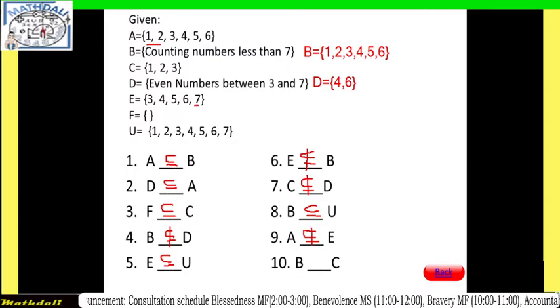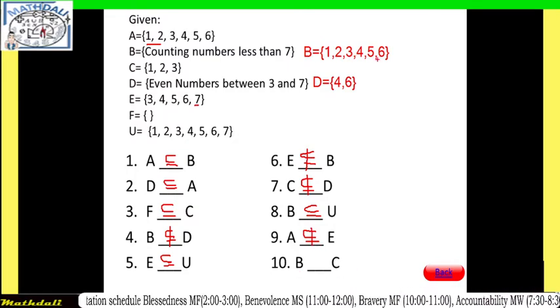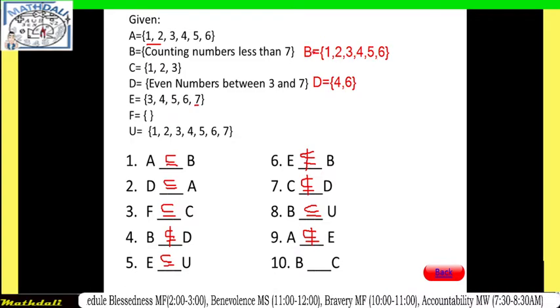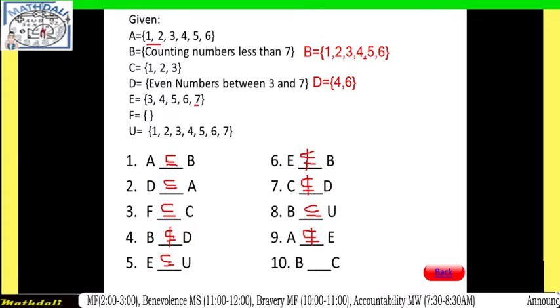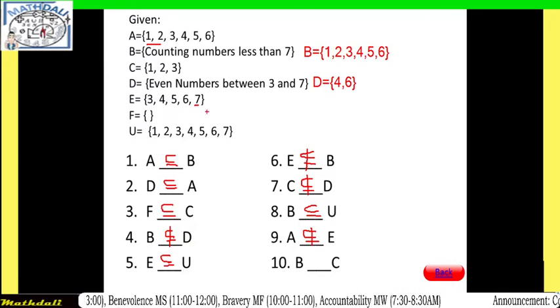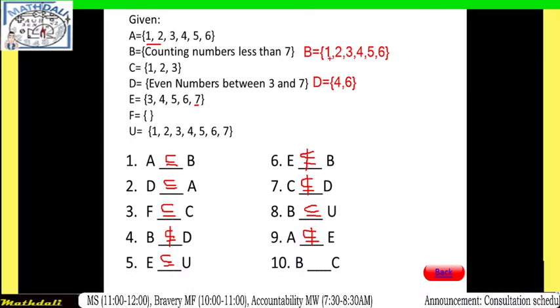Next, number 10. Set B and set C. Ang set B natin, we have 1, 2, 3, 4, 5, and 6. Yan yung element ng set B. Lahat ba ng element meron si set B ay makikita din sa set C? Definitely not.